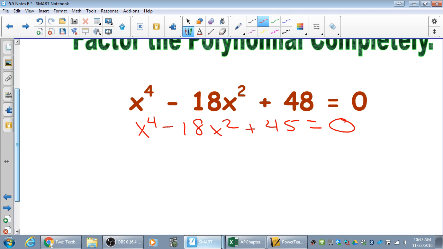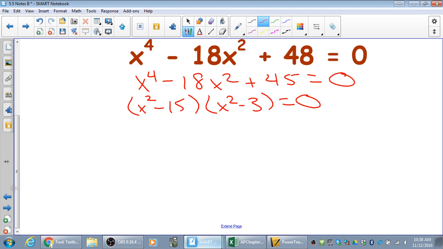So what is it? Let's see. What we got, 9 and what is it? 15 and 3. So x squared minus 15, x squared minus 3 equals 0. There we go. Neither of which are perfect squares. That's okay, because we can use square roots.